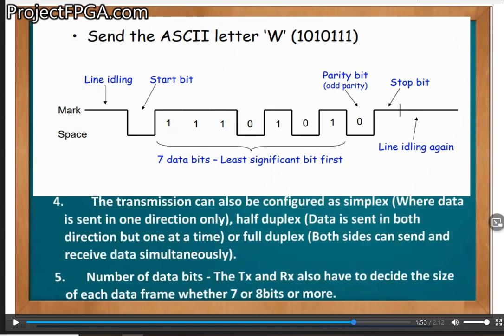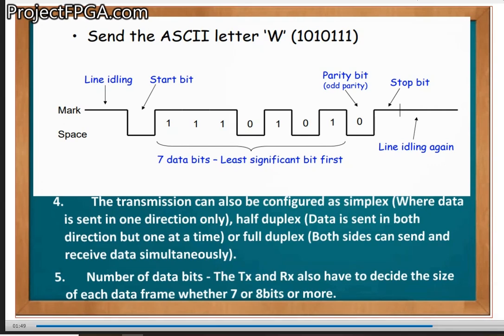So next, the transmission can also be configured to be simplex, that is a situation where data is sent in only one direction, or half duplex, where data is sent in both directions, but one at a time, or full duplex, where both can send and receive data simultaneously. So you can see the difference between half duplex and full duplex. In half duplex, one sends and after that the other sends. But in full duplex, they can be sending and receiving at the same time.